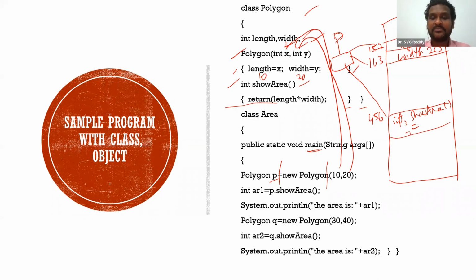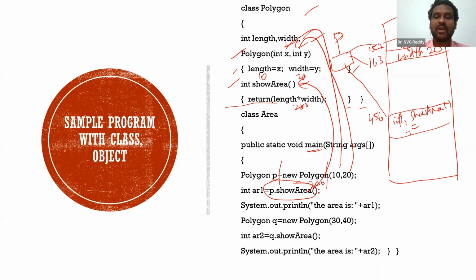So now the next line. That job is done. See the RAM also. Now int ar1 is equal to p.showArea. As I told you, object dot variable and object dot method can be used. That is the basic rule of object oriented programming. So p.showArea goes to the showArea method, which returns length into width. What is length? 10. What is width? 20. So 10 into 20 is 200. It returns, so this will be substituted by 200.